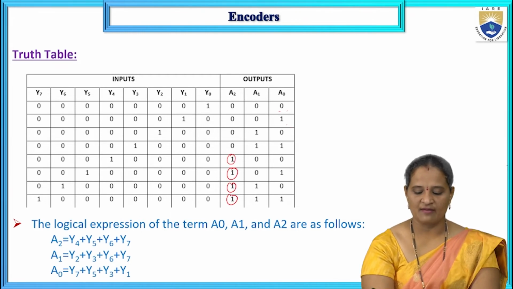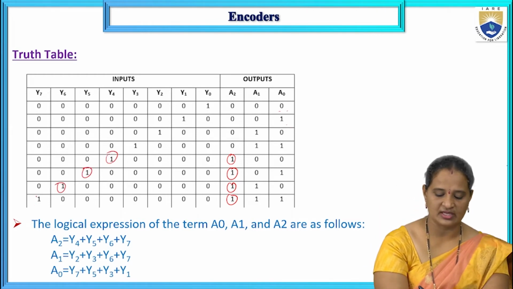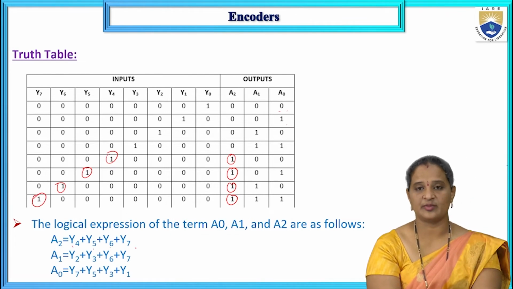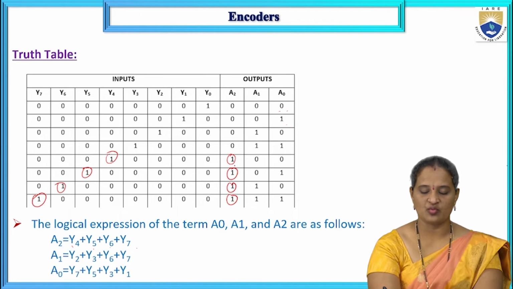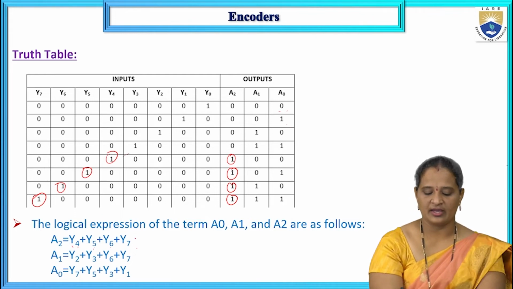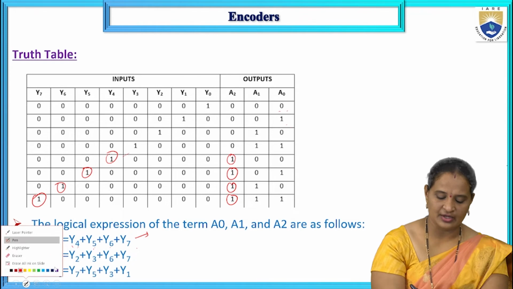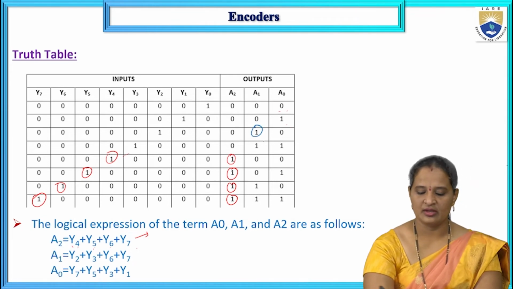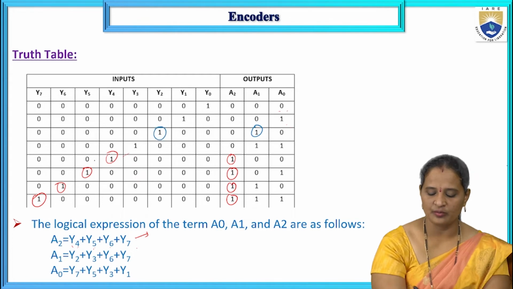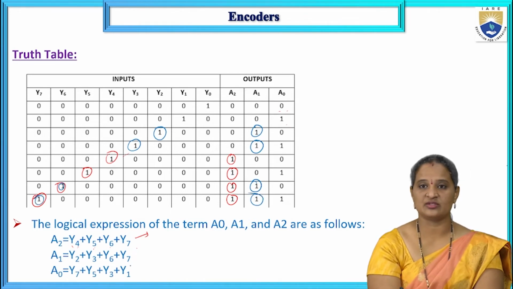A2 becomes 1 for the combinations Y4, Y5, Y6, Y7. So A2 is Y4 plus Y5 plus Y6 plus Y7. What does it mean? A2 becomes 1 when Y4 is 1 or Y5 is 1 or Y6 is 1 or Y7 is 1. That is why I can write this as OR. And similarly, A1 is 1 for the combinations Y2, Y3, Y6 and Y7. So Y2 plus Y3 plus Y6 plus Y7.